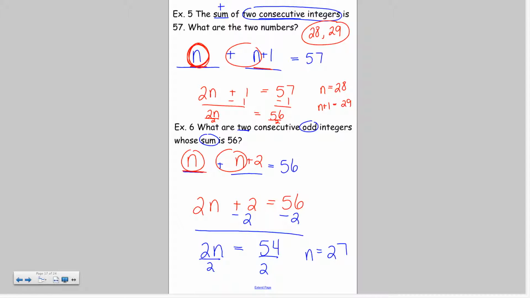That is my first odd number. If my numbers are consecutive, that means they are in a row. So my first value is 27. My second value, if I'm counting by odd numbers, would be 29. So my two answers, 27 and 29.